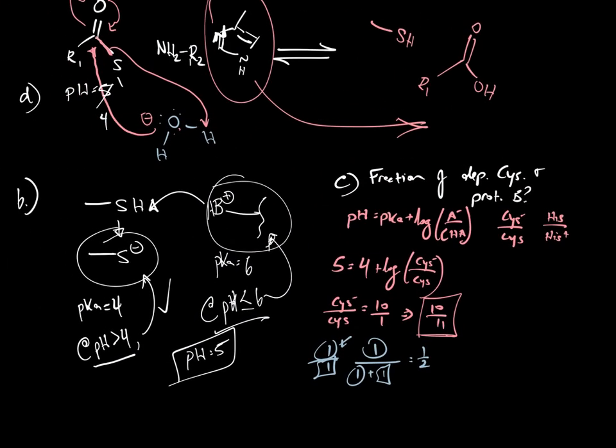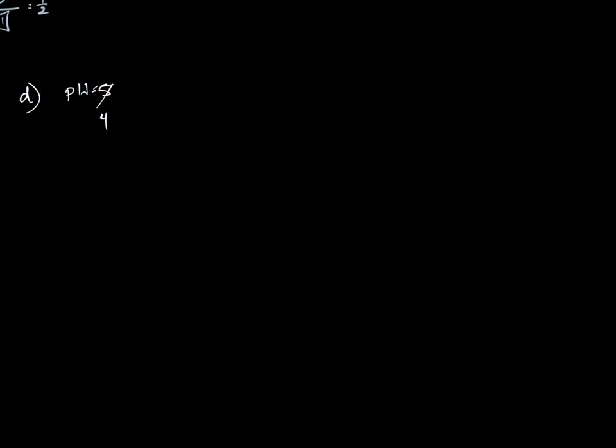D says, how are these fractions changing at 1 pH unit below the optimal pH? So our optimal pH was 5, right? And now it's going to be 4. So how are these fractions that we just calculated going to change when this is no longer 5, right? So that's what we're trying to figure out. So again, we do the Henderson-Hasselbalch.